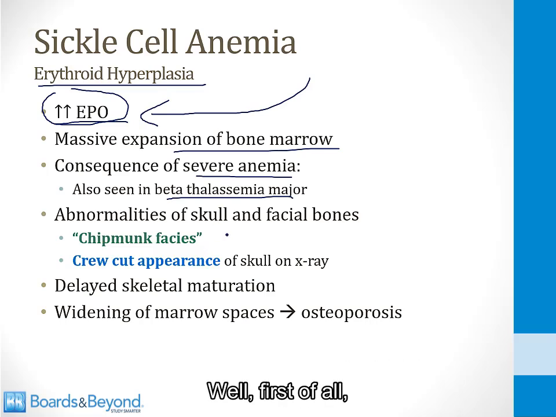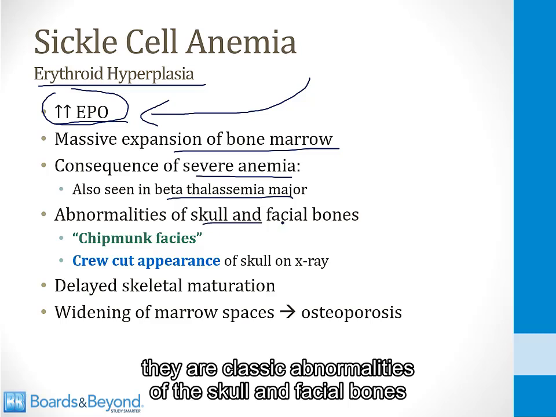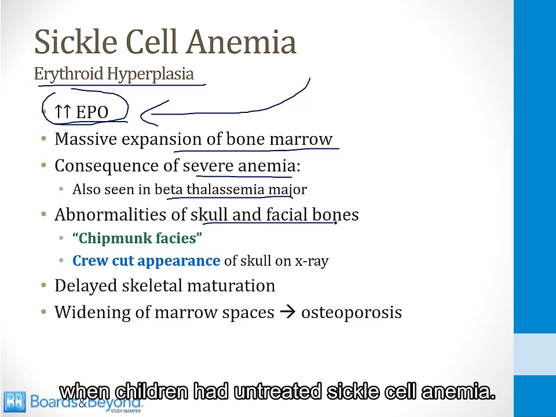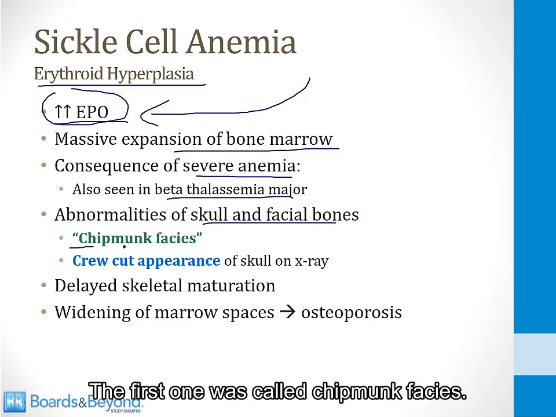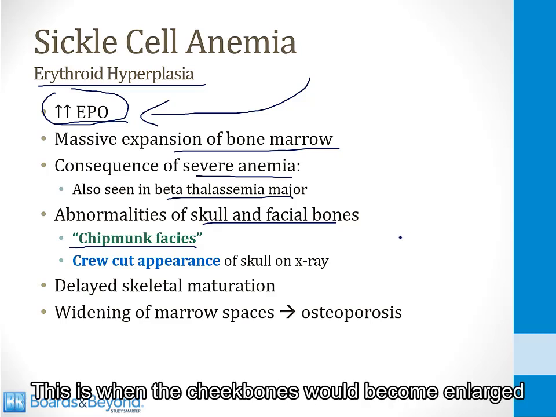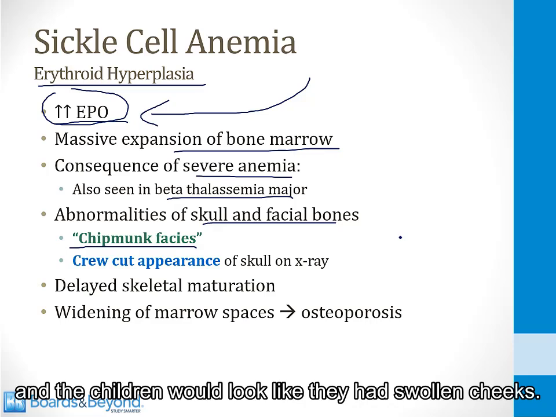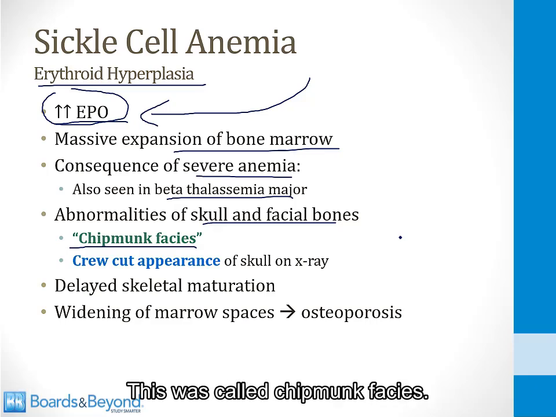Well, first of all, there are classic abnormalities of the skull and facial bones that used to be present years ago when children had untreated sickle cell anemia. The first one was called chipmunk facies. This is when the cheekbones would become enlarged from bone marrow hyperplasia and the children would look like they had swollen cheeks. This was called chipmunk facies.